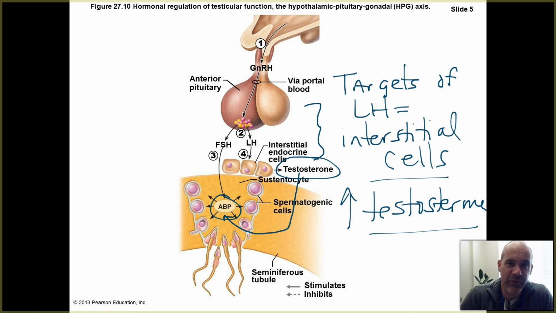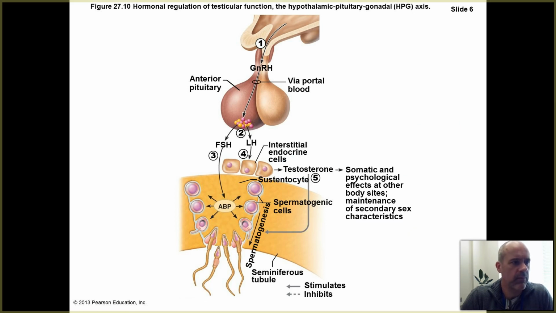But lots of testosterone will also enter the blood vessels that are located in the testes and will be carried around throughout the body. And that testosterone will have widespread effects on the male body and lead to the development and the preservation of the male gender characteristics that we're familiar with. Okay, and that's what this part of the diagram is highlighting for us.